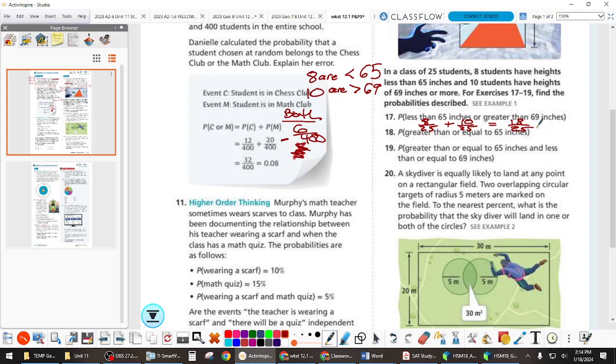Number 18, probability that it's greater than or equal to 65. What are we missing for this one? Go ahead, Sophie. Good. So the height's between 65 to 69. How many students fall in there? 7. Good job. Okay, so in this case, you can't be both. The way it's worded, you can't be both. So we just add 7 plus 10 out of 25.